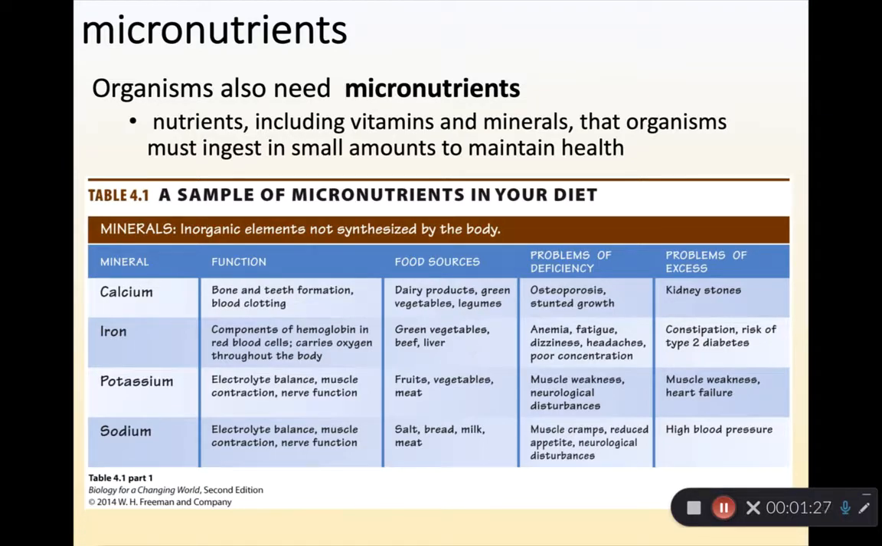And when we have deficiencies in any of these, we can start to see different types of health outcomes, and you can see that a profound lack of micronutrients can result in some pretty serious complications, such as kidney stones, risk of type 2 diabetes, muscle weakness, heart failure, and high blood pressure.